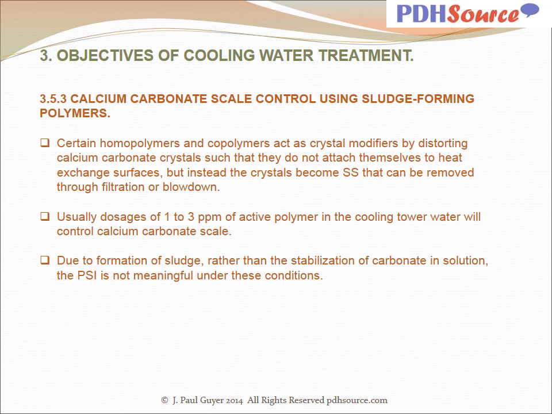With regard to calcium carbonate scale control using sludge-forming polymers, certain homopolymers and copolymers act as crystal modifiers by distorting calcium carbonate crystals such that they do not attach themselves to heat exchange surfaces, but instead the crystals become solid sludges that can be removed through filtration or blowdown. Usually dosages of 1 to 3 parts per million of active polymer in the cooling tower water will control calcium carbonate scale. Due to formation of sludge rather than the stabilization of carbonate in solution, the PSI is not meaningful under these conditions.